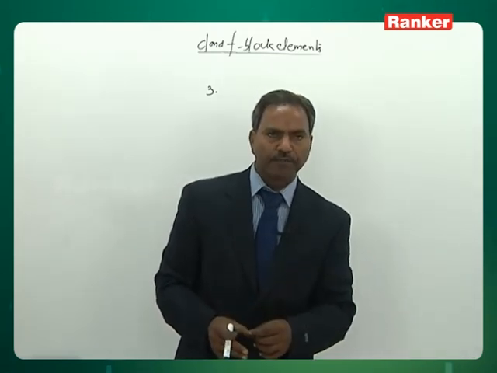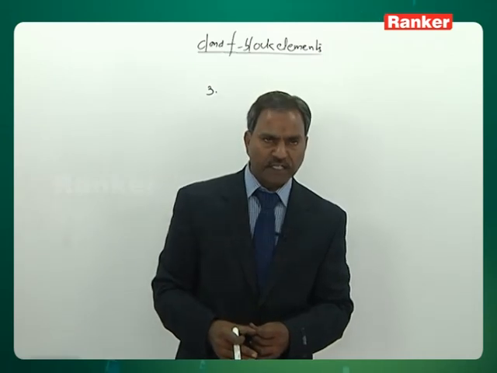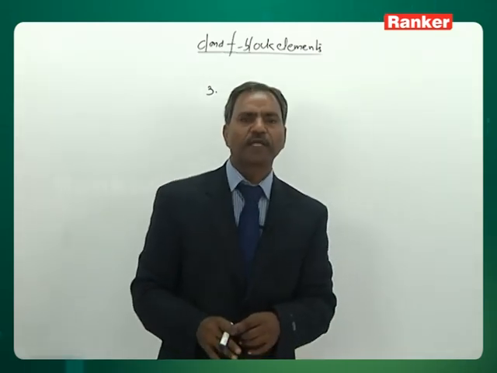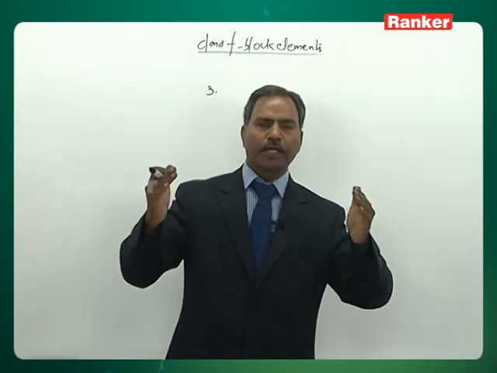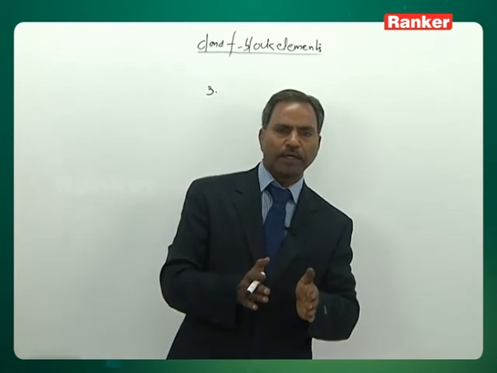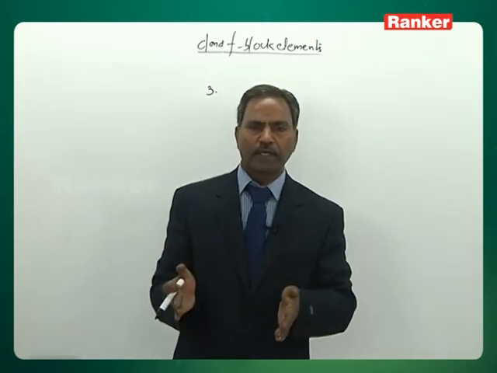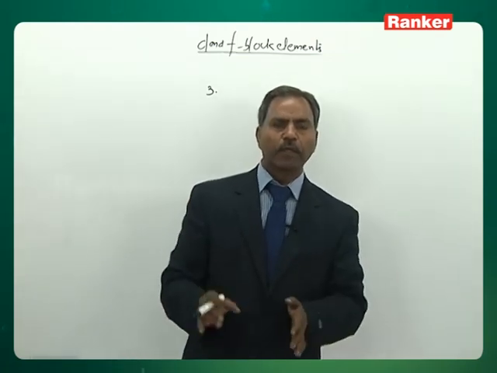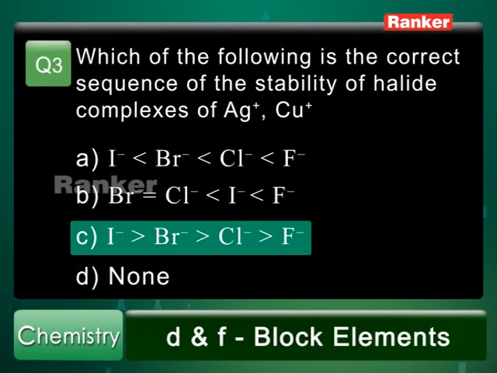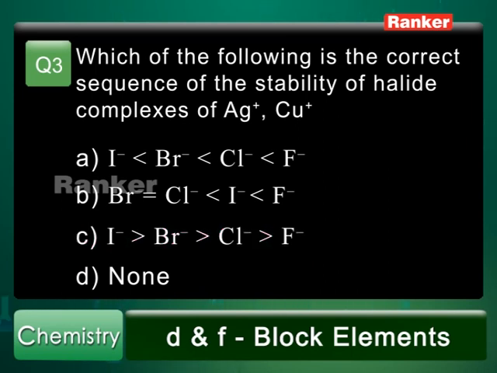As Ag+ and Cu+ are soft acids, these two easily react with a soft base like I- and form a highly stable complex. A product produced by soft-soft or hard-hard combination is found to be more stable. Because of this, option C is correct here. So the answer is option C.